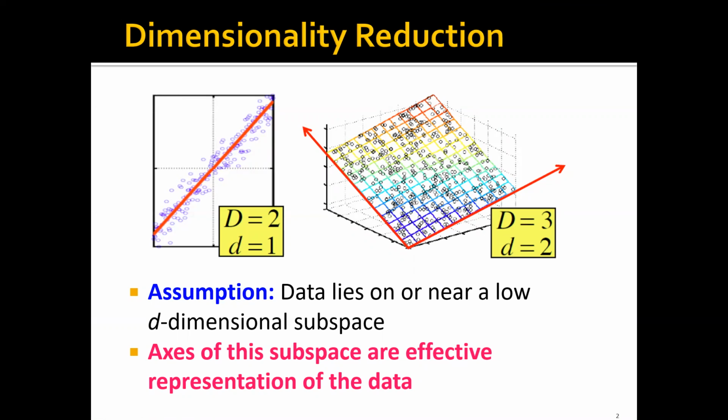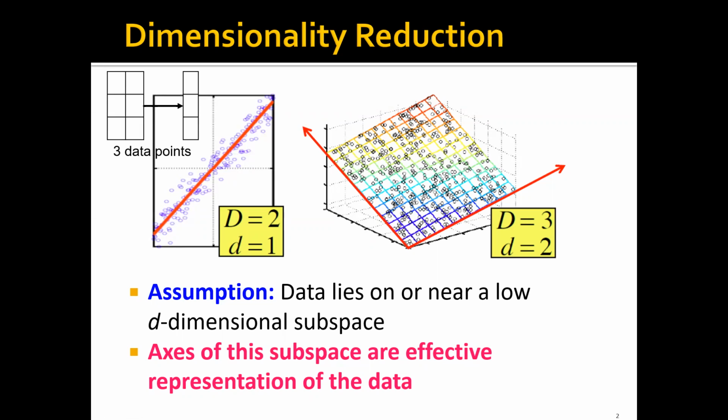Let's say that on the left, we have a bunch of data points in a two-dimensional space, and we can see that these points do not lie randomly on a two-dimensional space. Instead, they lie very close to the red line, the straight line here. Therefore, although these are two-dimensional points, they can be represented using only one dimension, right?